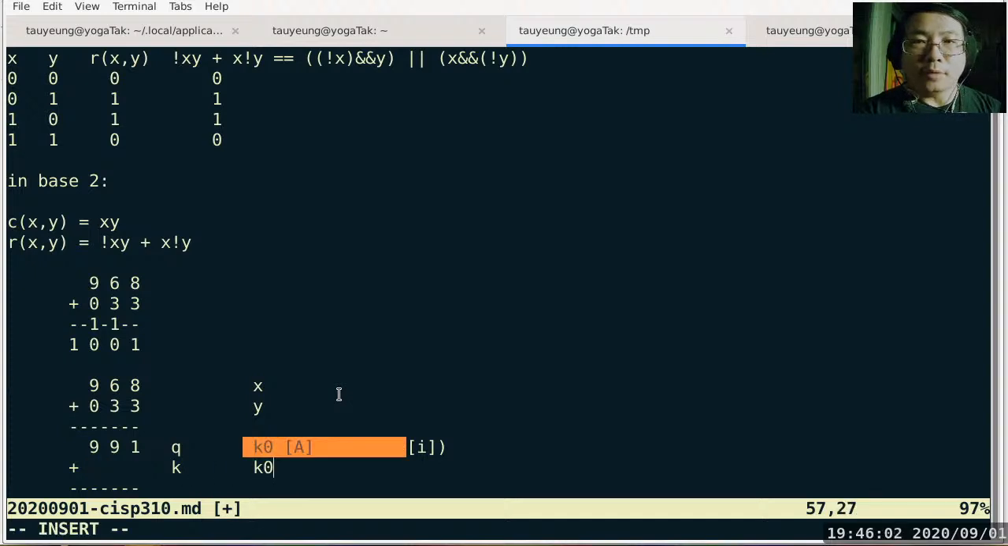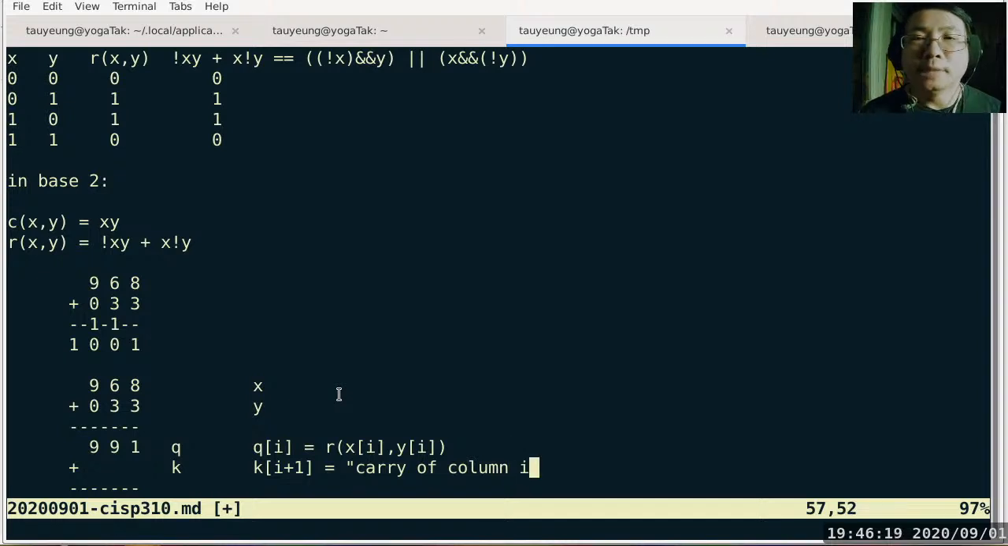What about the k's? So the k of i plus 1 is the carry of the previous column. Okay, so I'll just say in quotes, carry from column i. So if column i somehow ends up with a carry of 1, then k of i plus 1 is going to be a 1.